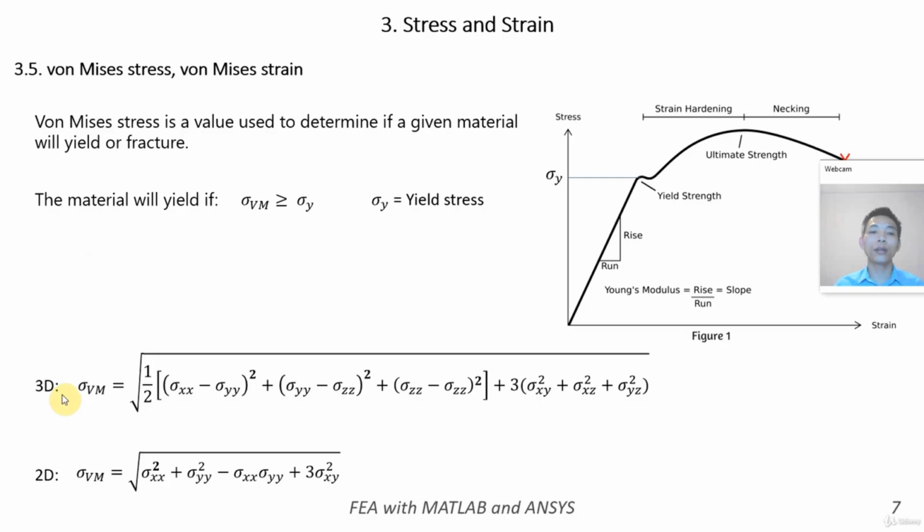So in 3D, the von Mises stress is in that form. In 2D, the von Mises stress is in this form, right? So please remember that one, because in the future we will use that formulation to calculate the von Mises stress and to compare with ANSYS.